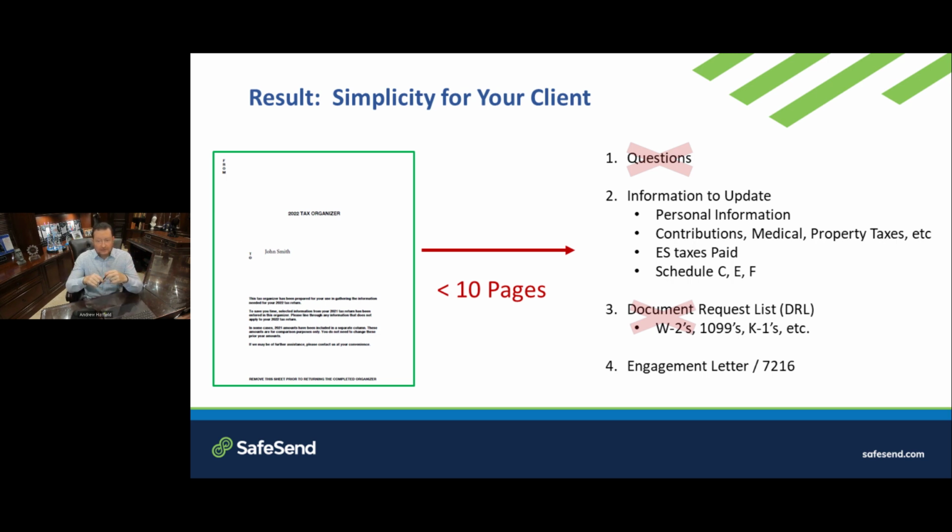And then we'll be able to self-create these document request lists, and we'll understand what's historically happened to apply it to the new organizer, and combine all the engagement letters and e-signing of 7216s into this one package. We believe we can get this down to 10 pages or less and get to the heart and soul of what you need from the client that's changed or needs to be updated, and keep the workload down for your firm. That's just where AI is going to be a game changer from a manual process.